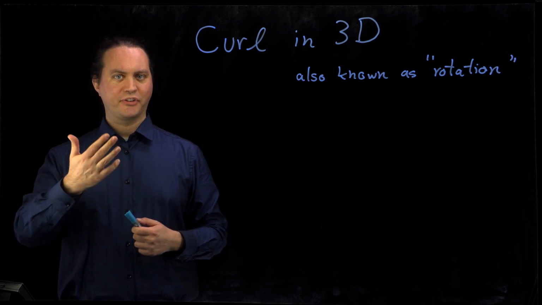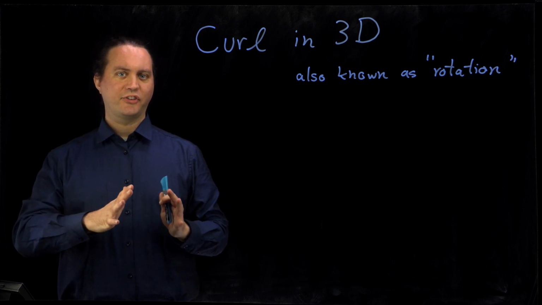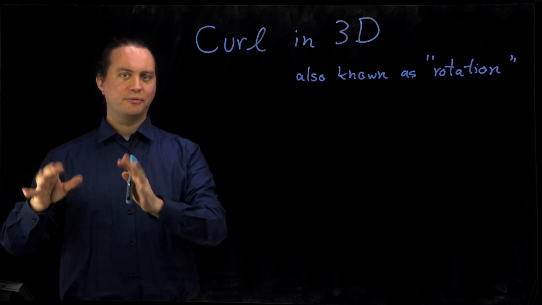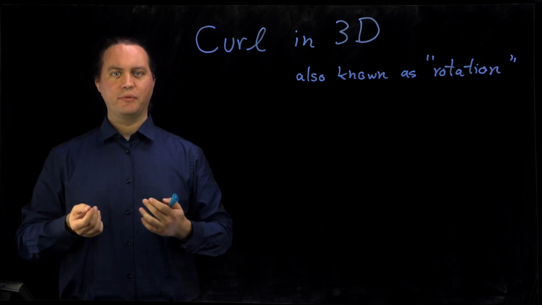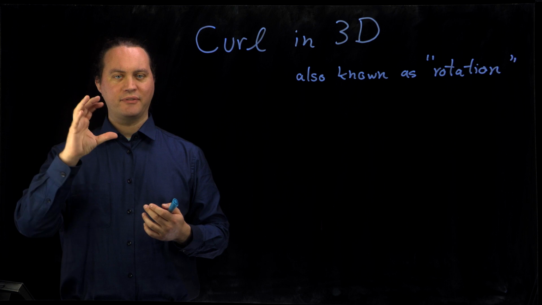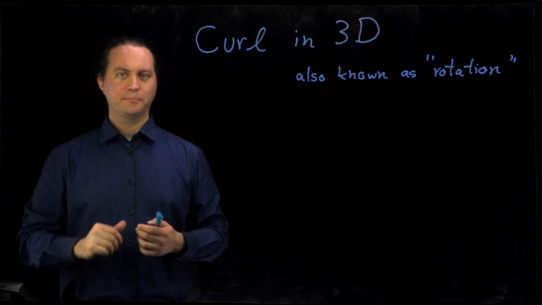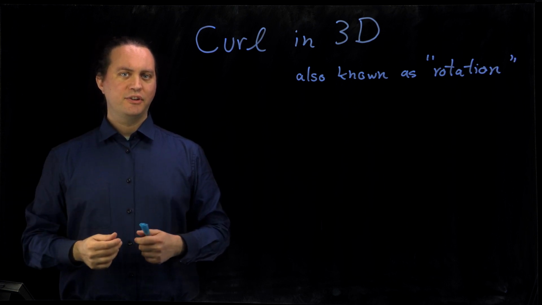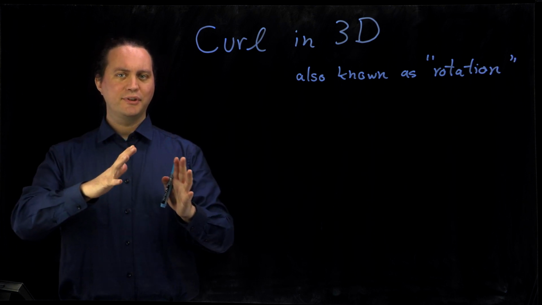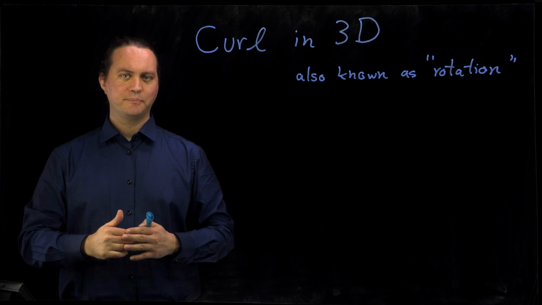So far, we have discussed the gradient, which takes a scalar field and produces a vector field, and we have discussed the divergence operator, which takes a vector field and produces a scalar field. Now we introduce the curl operator. The curl operator takes a vector field and produces another vector field.